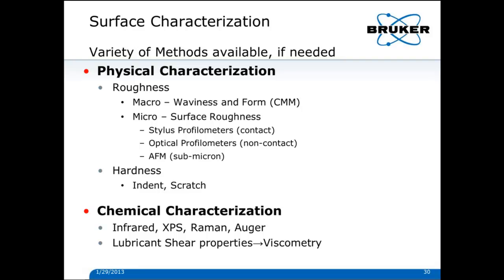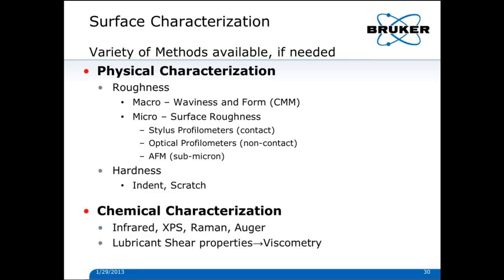There's a variety of methods, again, for both of these. For physical characterization, we would like to characterize the roughness. At the macro level, you might use a coordinate measuring machine, the CMM, to look at the waviness and form. These are the larger scale roughnesses, but they dictate macro contact stresses. In the micro area, we really want to know something about the surface roughness because these dictate the local stresses, where you can have nominally very small stress on the macro level, but locally you will exceed the yield stress in many cases. So this can be measured with stylus profilometry, which is a contact type measurement method.